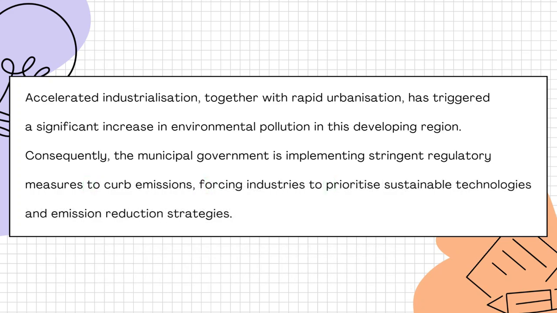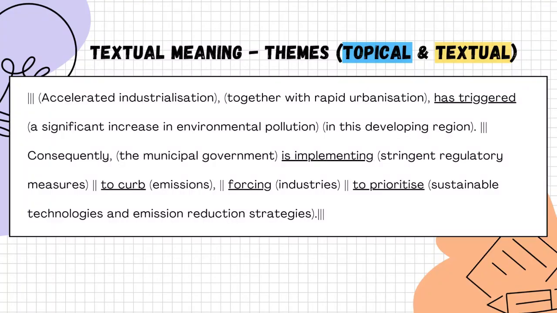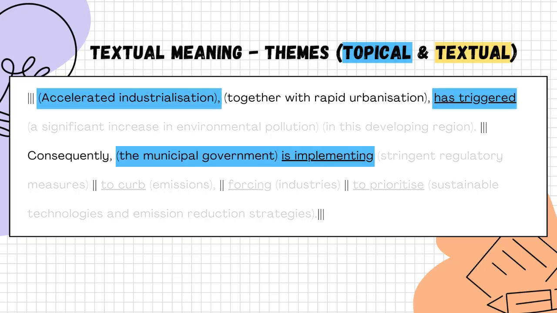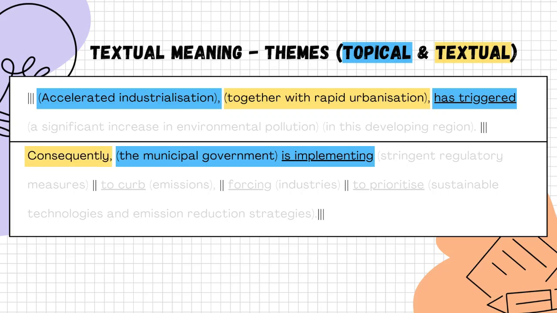Okay, so let's now use the layers of meaning to help lower our cognitive load and increase our understanding of the text. First, we'll use our textual meaning lens. A quick topical theme analysis reveals that the author chose to focus on 2 main topics in this paragraph. When we include the textual themes in our analysis, we can clearly see this paragraph is structured in 2 main sections. The upper section is about the effects of industrialization and urbanization. The lower section is about the government's actions to address those effects.